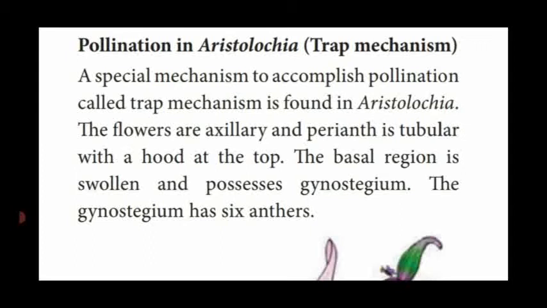The flowers are axillary, that is, they arise from the angle between the stem and the stalk of a leaf, called the axil region. So these flowers are axillary. And the perianth is tubular. What is the perianth? Calyx and corolla are absent.